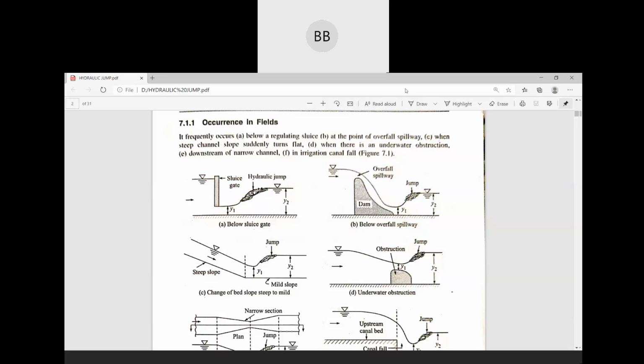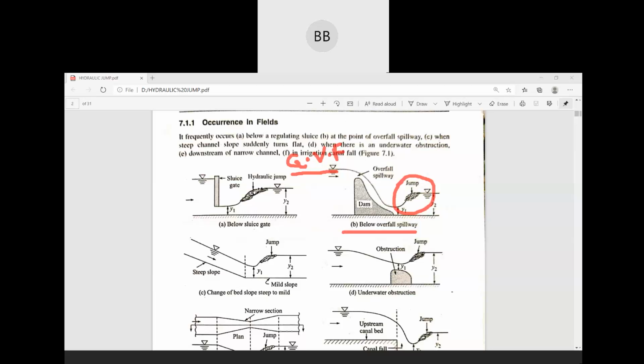The second one is very common, and I think we have already discussed it. When we construct a dam as an obstruction, in the upstream we can see gradually varied flow. When the water overflows the dam, it strikes the downstream end because it is flowing from a very high head. When it strikes, it jumps. The depth of flow before the jump is y1 and after the jump is y2. This is also one condition where you can find a hydraulic jump.